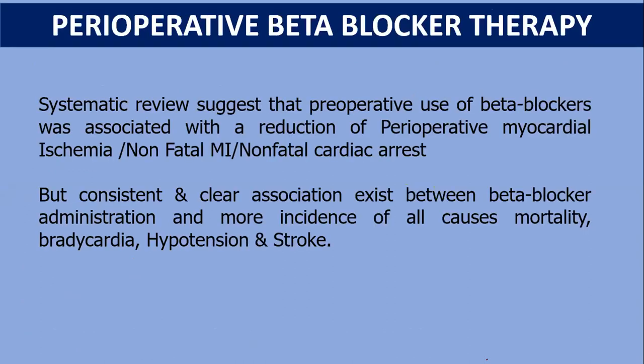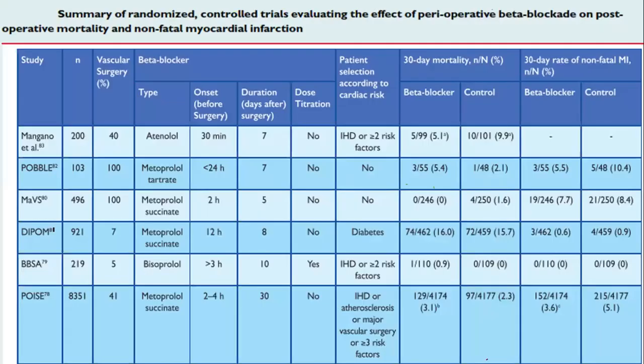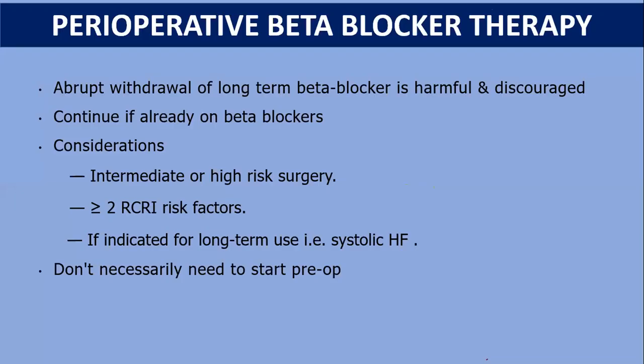Perioperative beta blocker therapy. One important thing: perioperative use of beta blockers was associated with a reduction in perioperative myocardial ischemia, non-fatal MI, and non-fatal cardiac arrest. No doubt about it. But at the same time, there is a clear association between beta blocker administration and a higher incidence of mortality, bradycardia, hypotension, and stroke. So these two things are important: keep the patient safe before giving beta blockers. Among the multiple randomized controlled trials, without going into details, beginning with BBSA, MAPS, DIPOM, BBSA and POISE, the DECREASE trials are not mentioned here because of a lot of controversy about them. POISE and the other trials basically form the basis of beta blocker therapy.